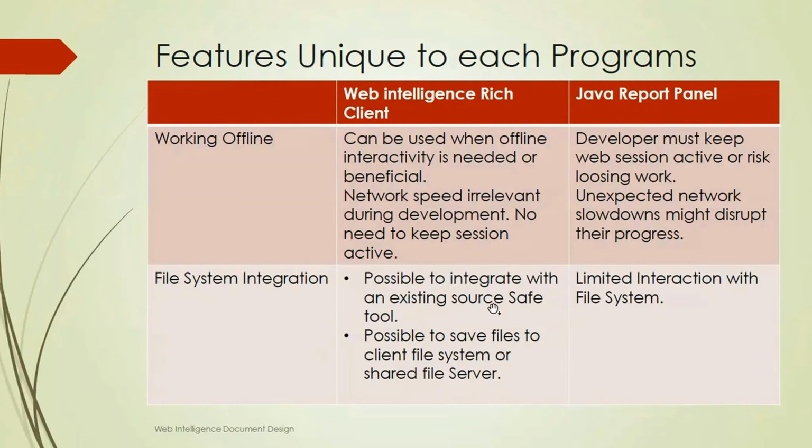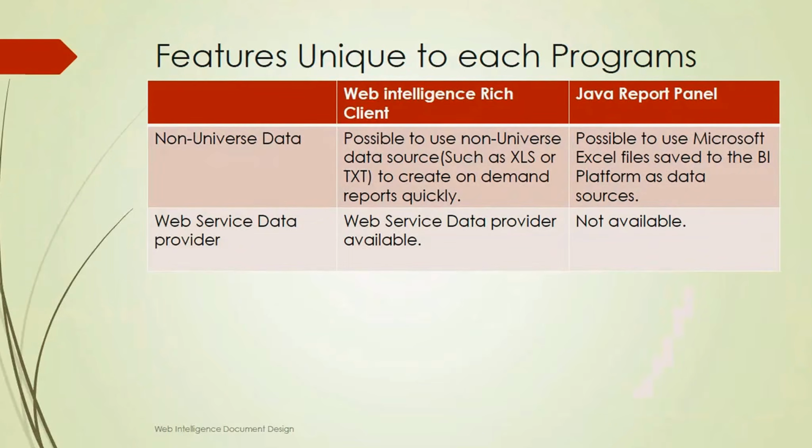Web Intelligence Rich Client supports this, and Java Report Panel has limited interaction with the file system. Then coming to non-universe data, such as XLS, comma separated values files, and text files. These are the data sources we can use as non-universe data sources in Web Intelligence Rich Client, and they can be created quickly.